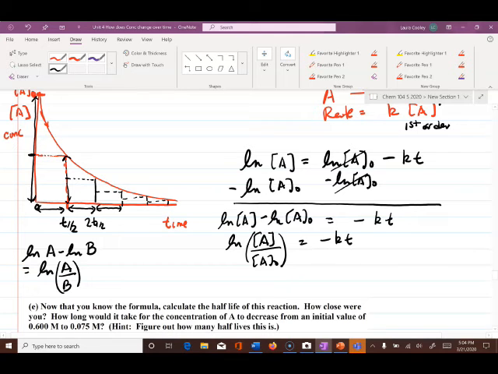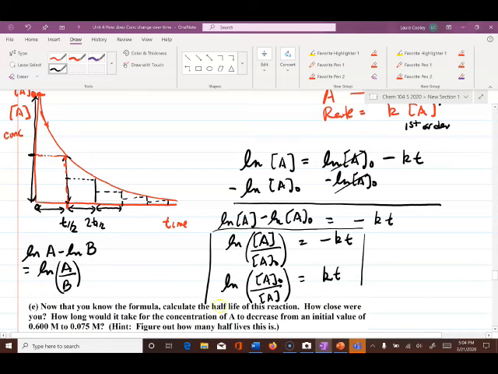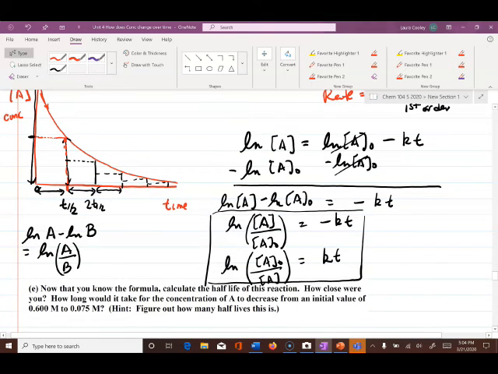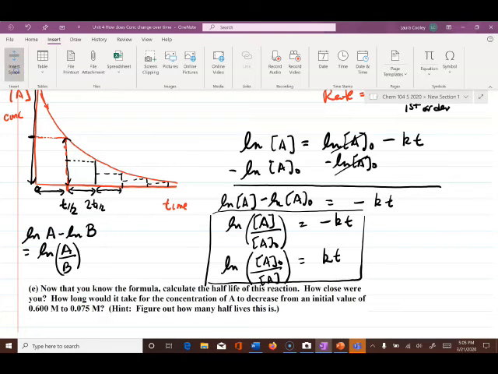You could leave it like that, or you could realize, it's another thing with logs, that if you reverse the order in here and make it A0 over A, then you would change the sign. So these equations, both of them, are usable as a starting point for figuring out the half-life. We haven't gotten to that formula yet, so I have to move this section down a little bit.